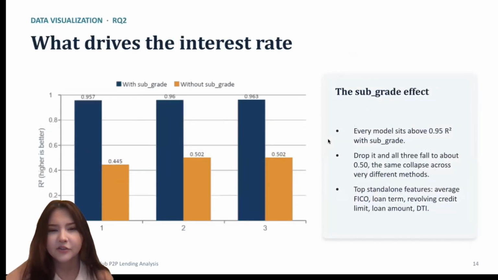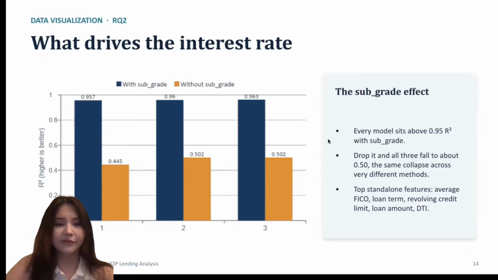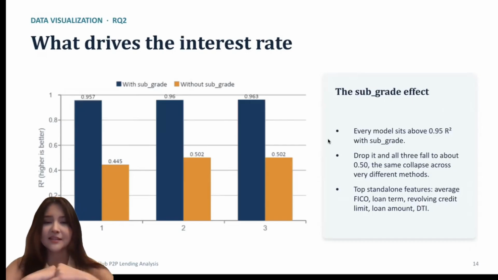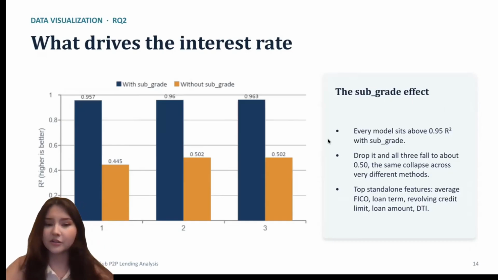So what drives the interest rate? This slide makes the subgrade effect concrete visually. Here we can see every model sits above a 0.95 R-squared bar when subgrade is included. When it's dropped, all three fall to roughly 0.50, with our linear regression model differentiating at 0.44 and the other two at 0.50. The same collapse across three very different modeling approaches, linear, tree-based, and boosted methods, tells us this isn't a modeling artifact. Subgrade genuinely carries most of the predictive information for rate, at least in LendingClub's internal system.